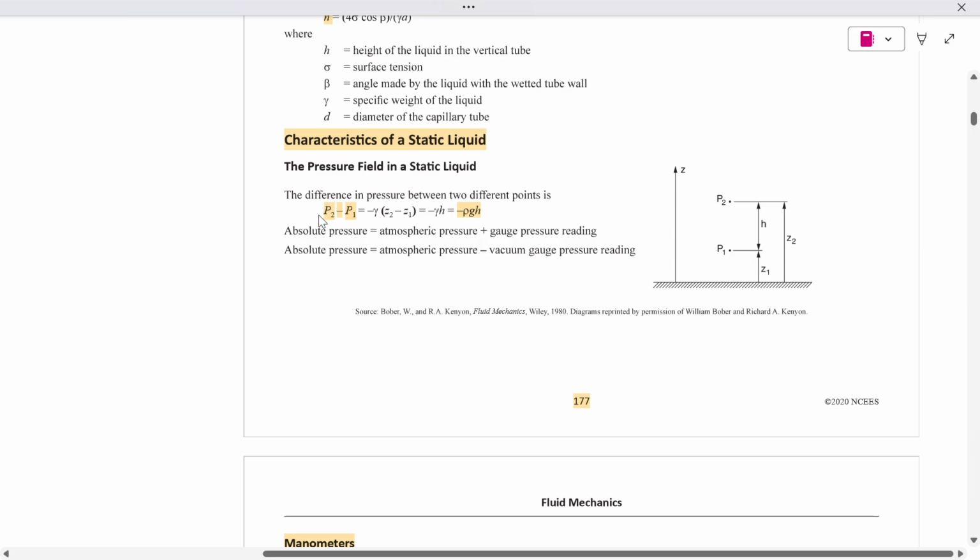Difference of the pressure in a fluid. Okay, P2 minus P1 is equal to rho gh. So if the pressure is P2 and P1, P2 on the top, P1 on the bottom, difference of height is h. Okay, and their respective heights are z1 and z2. Then P2 minus P1 is equal to gamma times z2 minus z1, or gamma times h. Gamma is equal to rho g, so rho gh. Difference of pressure is equal to rho gh.